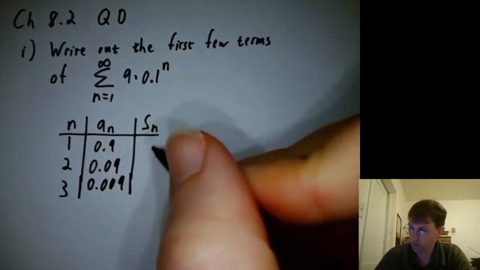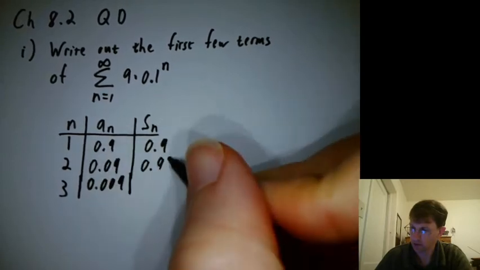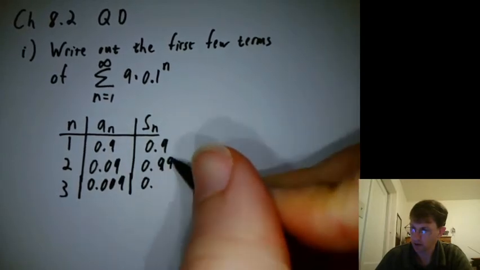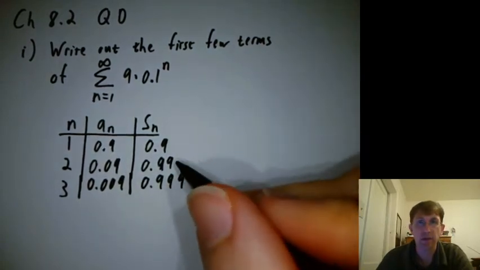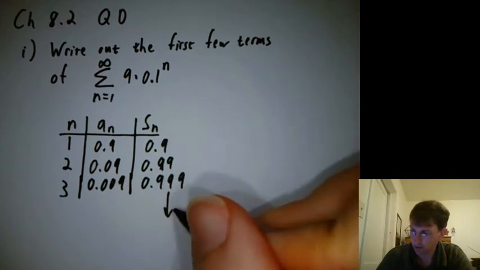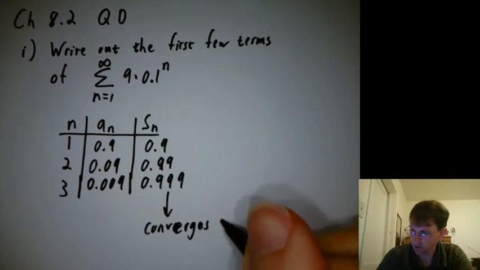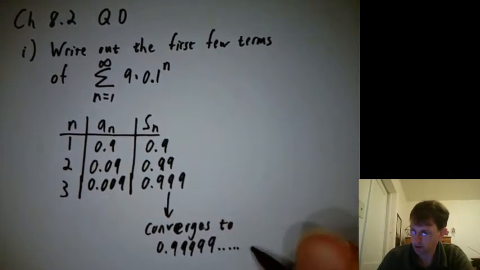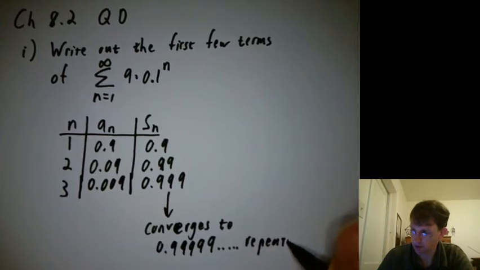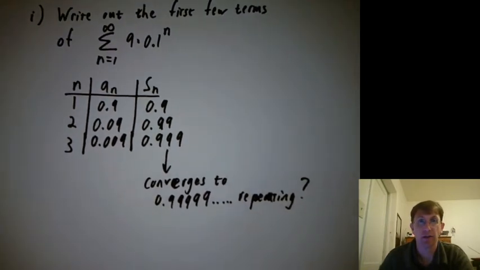What's our running sum so far? We'd have 0.9 and then add to that 0.09, so we get 0.99. And then add to that 0.009, so we get 0.999. So what does it seem is going on there? It probably converges to 0.99999 repeating. Seems kind of like that's how it's set up.